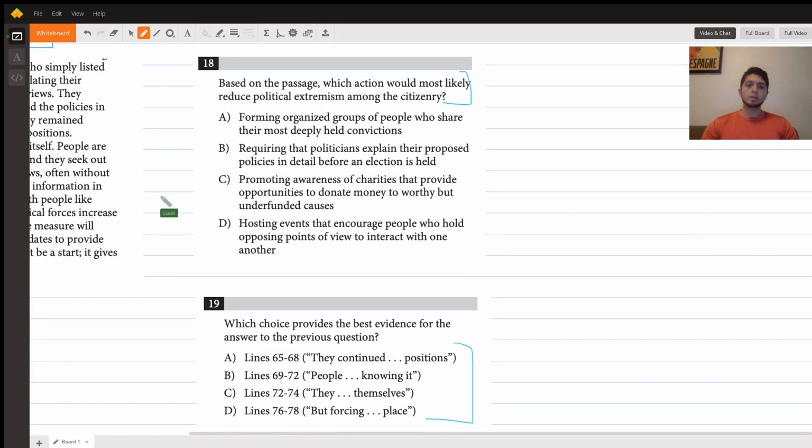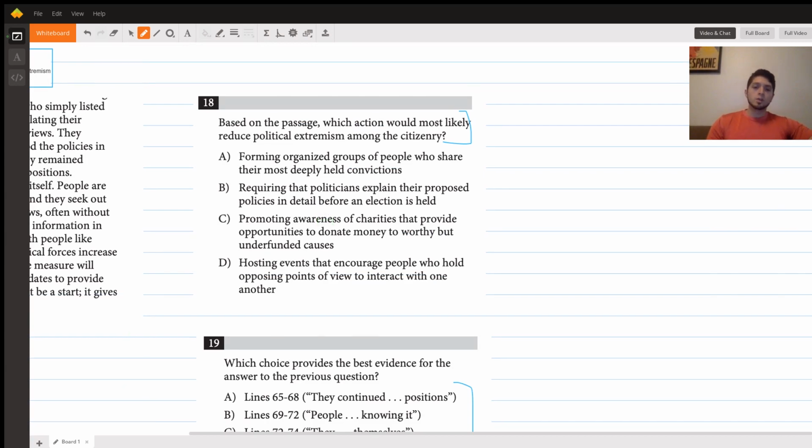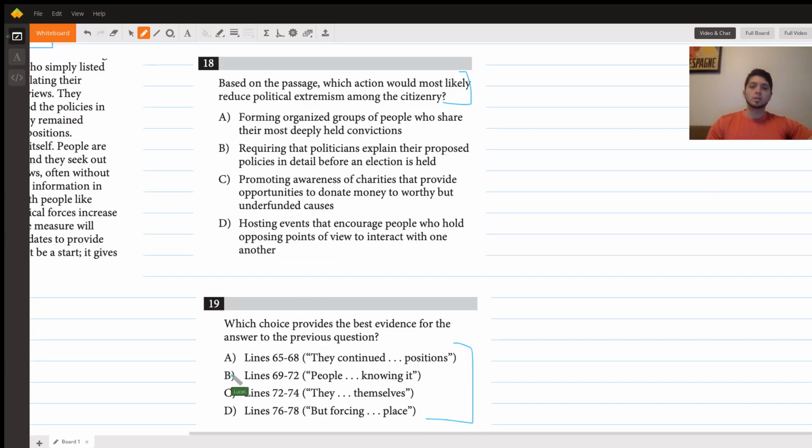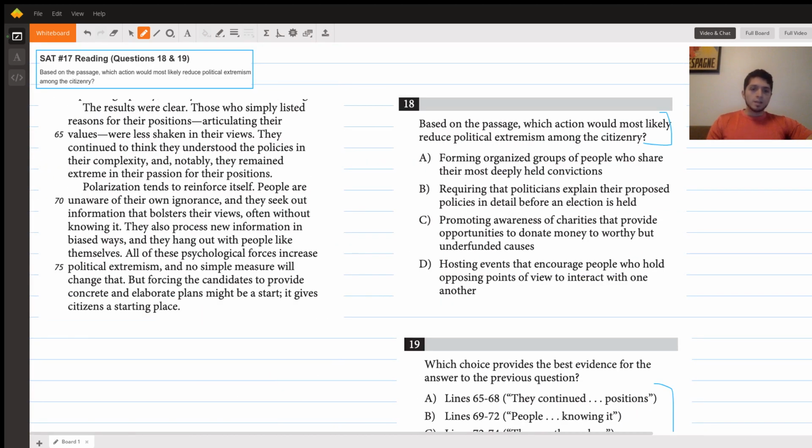So we need to look through the answer choices for 19, looking for any text that could tell us something about reducing political extremism. If we find any, we'll keep it and use it to come back and answer question 18. Lines 65 through 68 say, they continue to think, and here we're talking about those who just listed their reasons for their positions, they continue to think that they understood the policies in their complexity, and notably, they remained extreme in their passion for their positions.